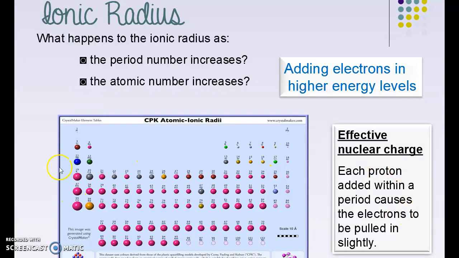Now, the same principle applies with ionic radius as I move from one atom here all the way through to the right side. My atomic number is increasing across a row, and that effective nuclear charge is playing a role again. I'm adding electrons into the same energy level, and the more electrons I add, the more tightly packed the electron cloud becomes, because the attractive forces are stronger.